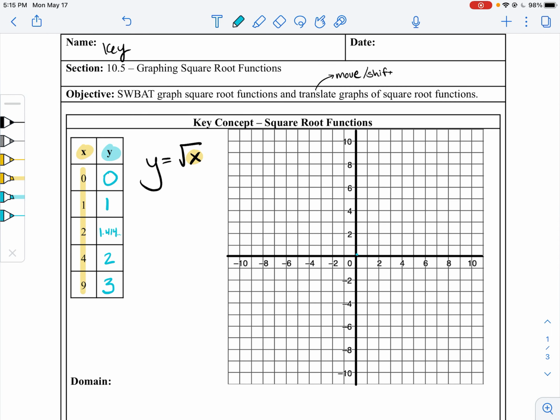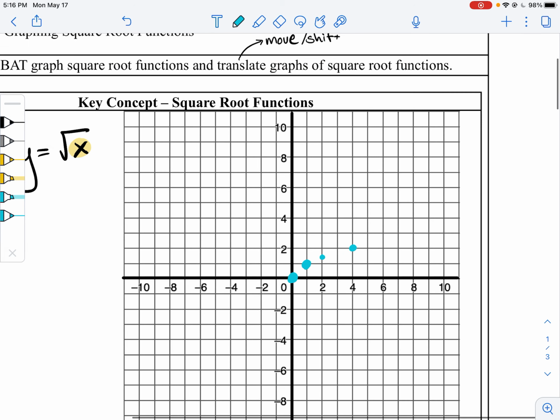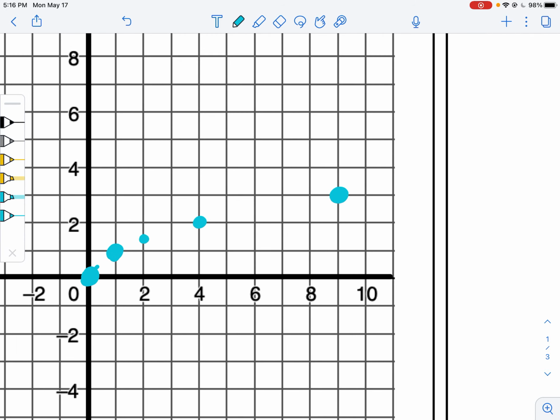Okay, (0, 0), (1, 1), (2, 1.4), which is going to be a little bit less than a half. So there you go. Okay, (4, 2), (9, 3). And this guy does not grow very fast.